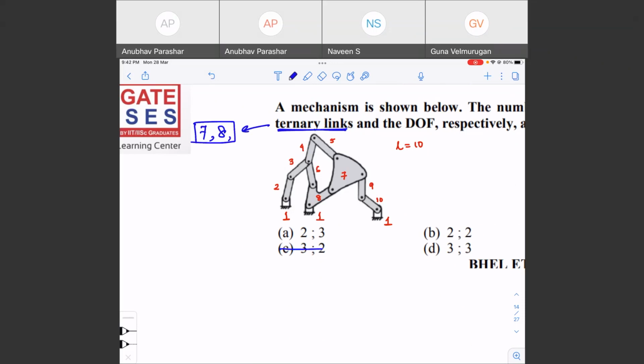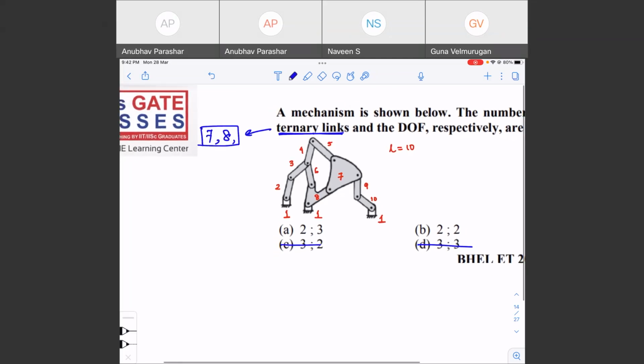So option E is gone, and options A and B are gone. Elimination is always a very nice way to answer. Always try to eliminate your answers first, then try to mark the right answer. Your overall marks will increase.